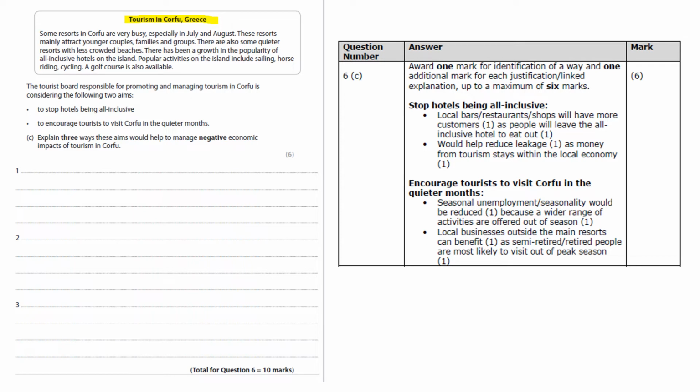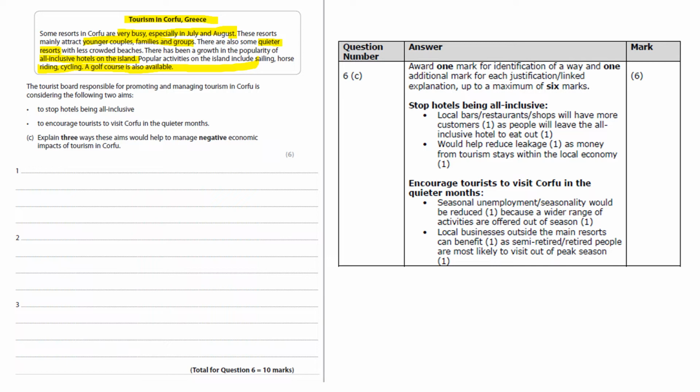So some resorts are very busy in the holidays. Okay, that's worth knowing. They attract younger couples, families and groups. There are some quieter resorts with less crowded beaches. There's been an increase in popularity of all-inclusive hotels, and activities now include sailing, horse riding and a golf course. Okay, so I've gone through and I've just underlined the information as I've read it. I haven't even looked at the questions yet.